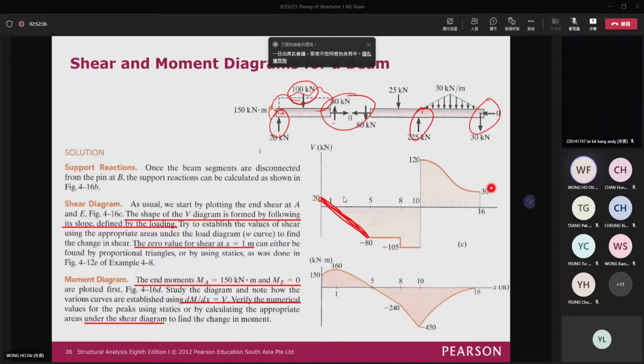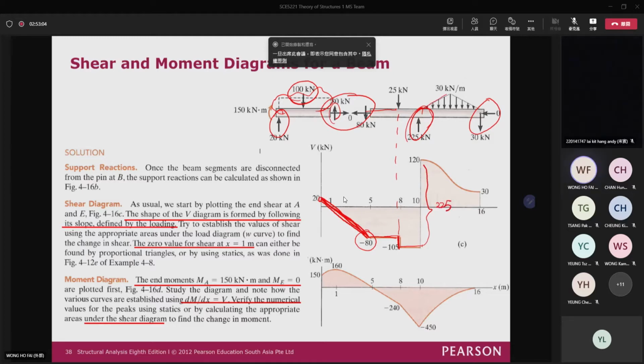And then here you can just see that your shear is 80, so you have 80 here. And then your value becomes constant because there's no forces in between. And then there's a 25 going downward, so you will have a 25 going downward, following the concentrated load direction. And then you come here, and you have 225, so you have a value of 225 going upward.